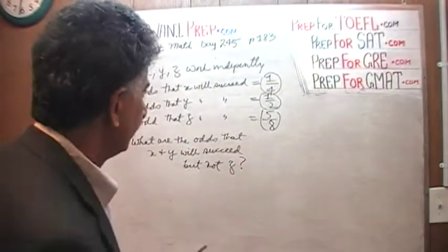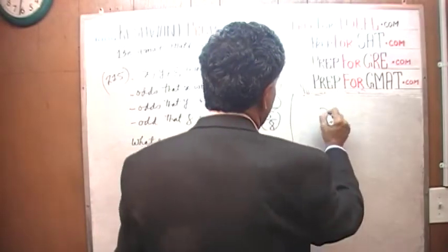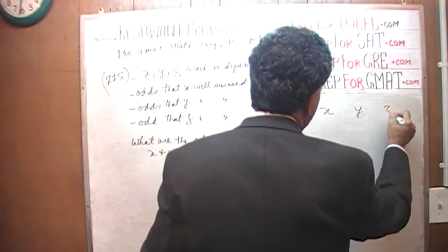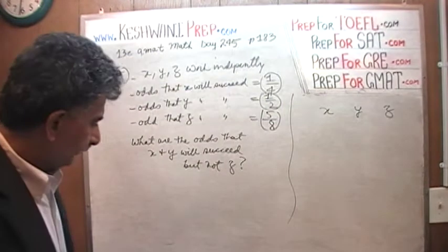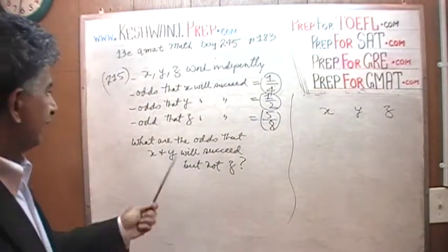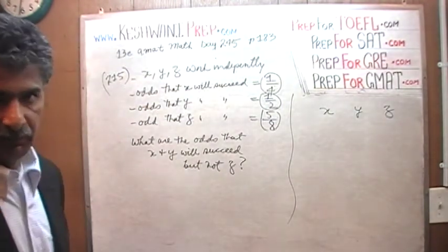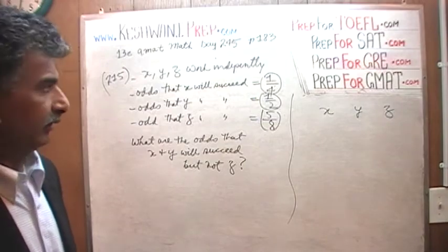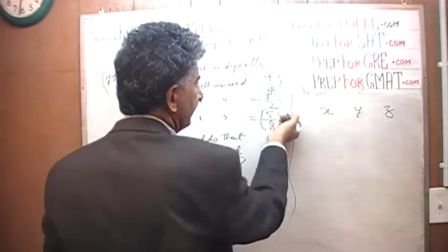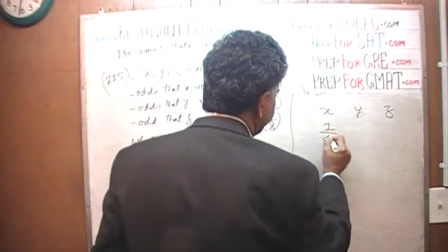Let's do it out. Let's do it here. So here's our x, here's our y, and here's our z. Let's start then. What are the odds that x and y will succeed? Well, what are the odds that x will succeed by himself? It's right here. It's 1/4.